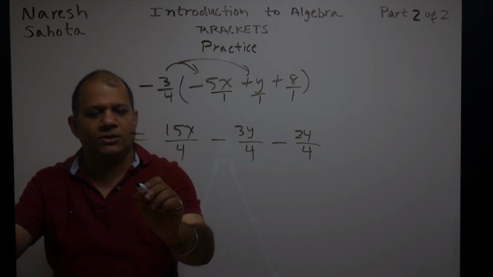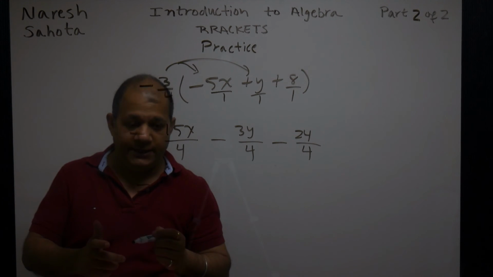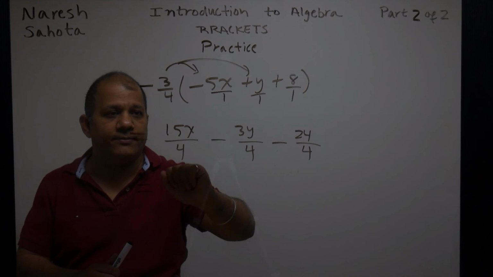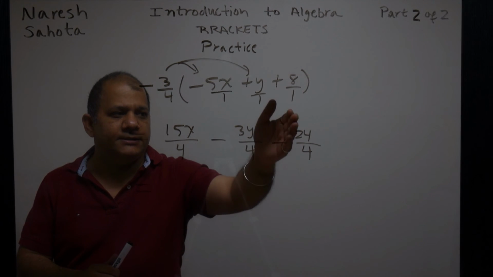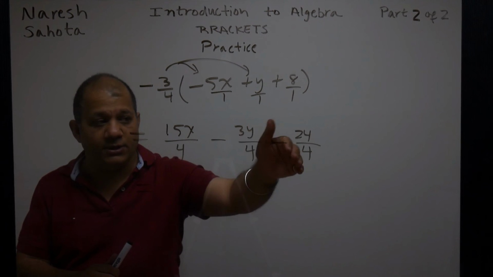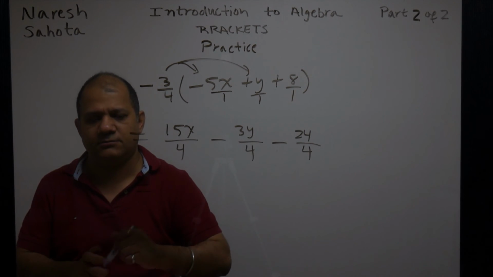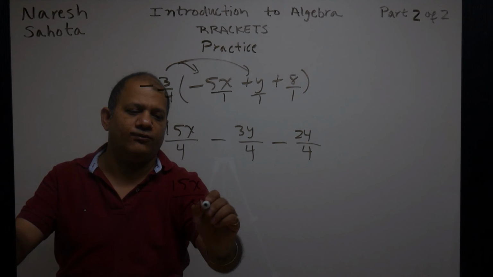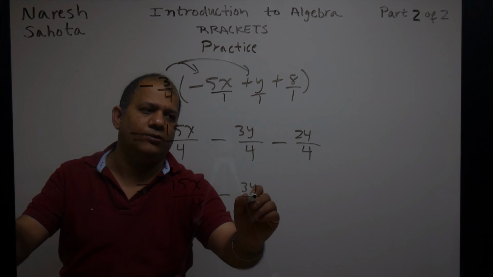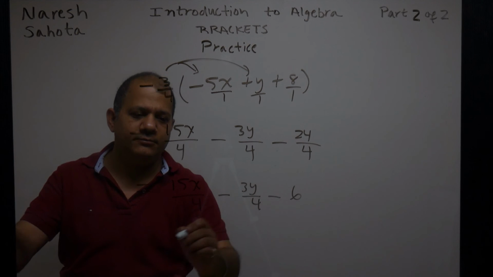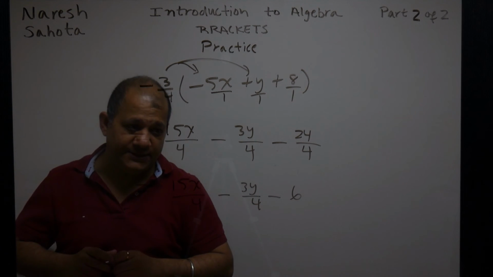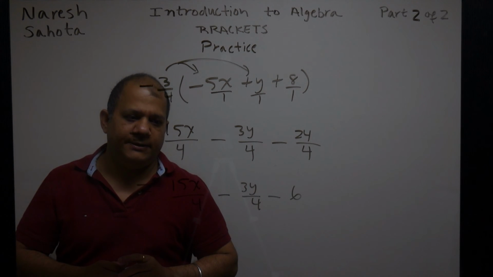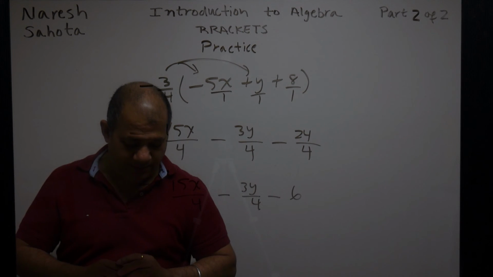Now, are there any terms that are alike? This is the x term, this is the y term, and this is constant. I can reduce this one: 24 divided by 4 is 6. So this is 15x over 4 minus 3y over 4 minus 6. That's the answer. That's where you can stop.